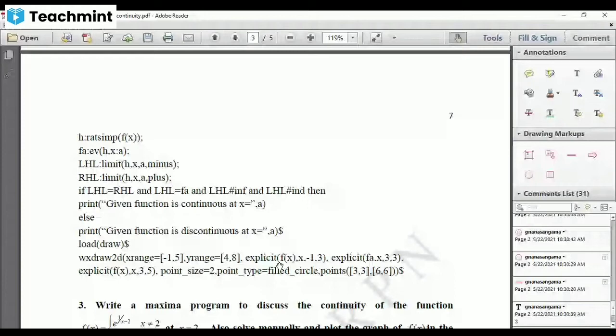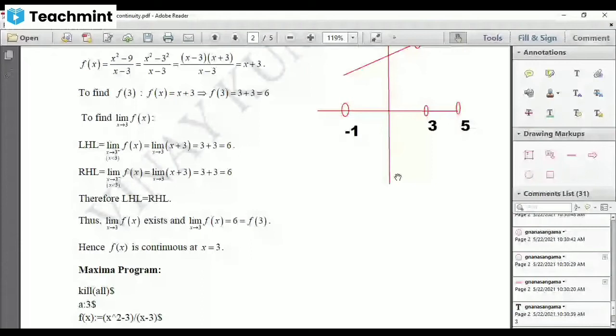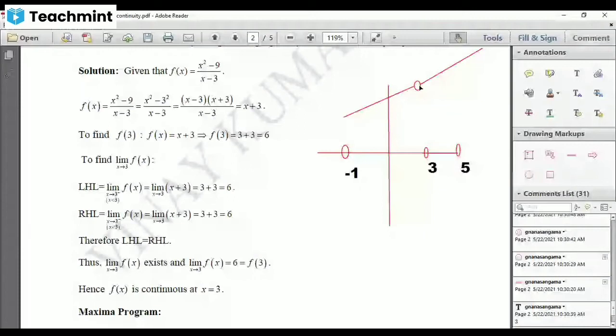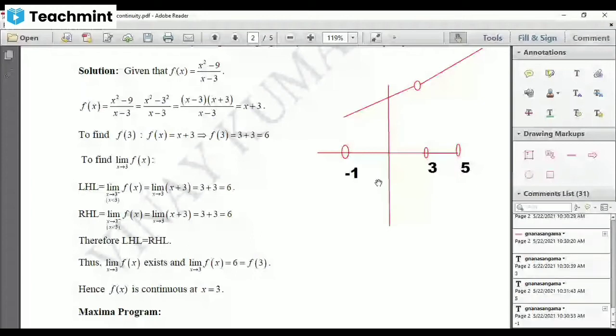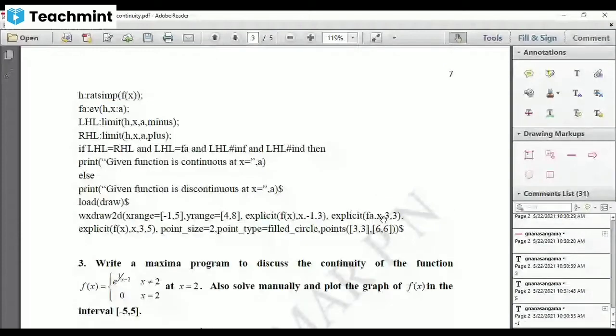Now I'm taking f of x itself, comma x comma -1 comma 3. That is your left hand limit graph, and this is the point at 3. If you want to display this point, your x-axis is 3, y-axis is 6. That is your f of a, isn't it? So I'm giving x range 3 to 3, y axis 6 to 6. That's it. I'll display that one. Now, fa x comma 3 comma 3.